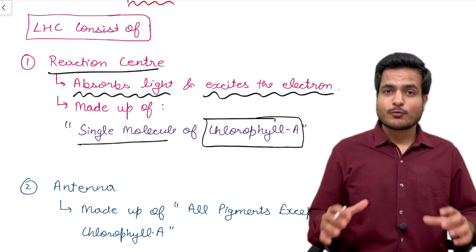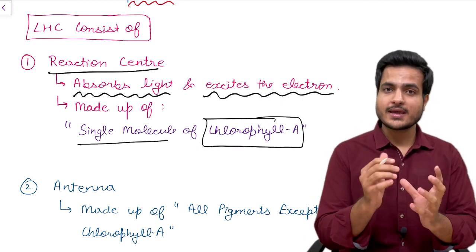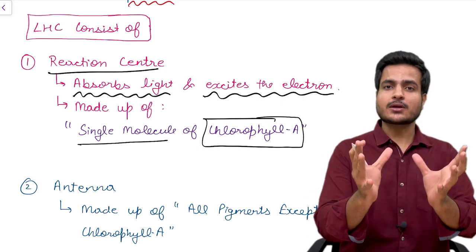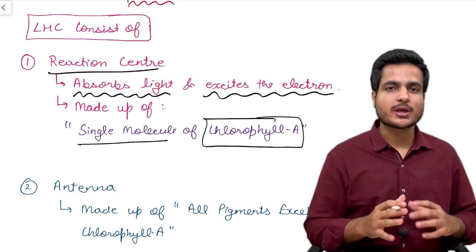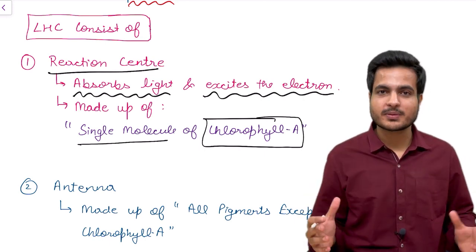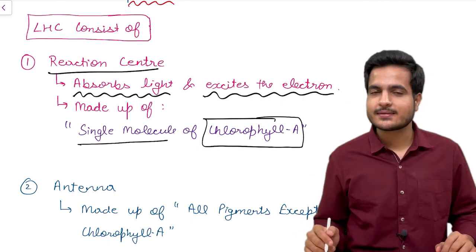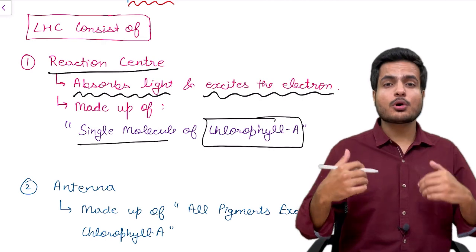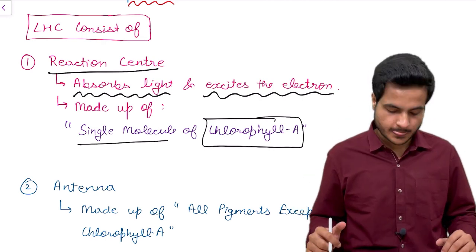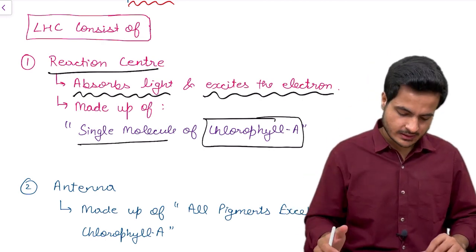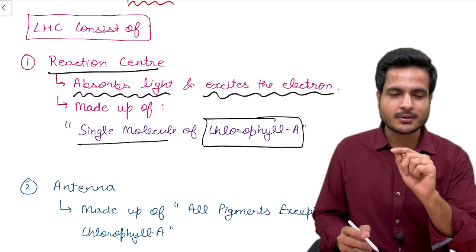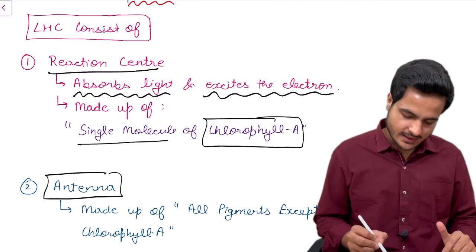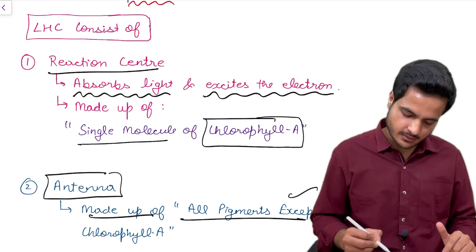Now let's see, once the reaction center chlorophyll A molecule, that is a single molecule, has absorbed the light and excited the electrons, these electrons would be sent to the antenna, which is made up of hundreds of pigments except chlorophyll A. And this antenna would send it to an acceptor molecule, which has higher redox potential. We'll discuss everything in detail, just chill. So for the time being, remember light harvesting complex, reaction center, and the other one is antenna. Antenna is made up of all the pigments except chlorophyll A.